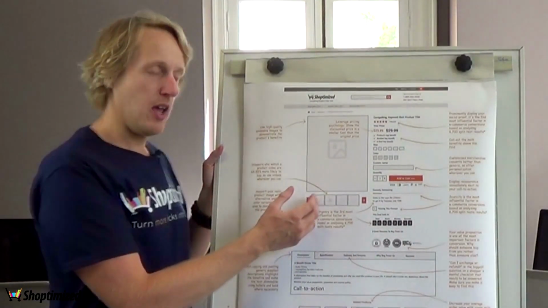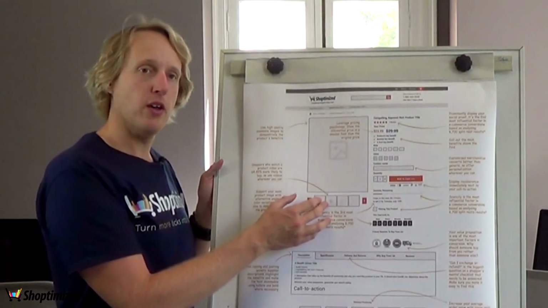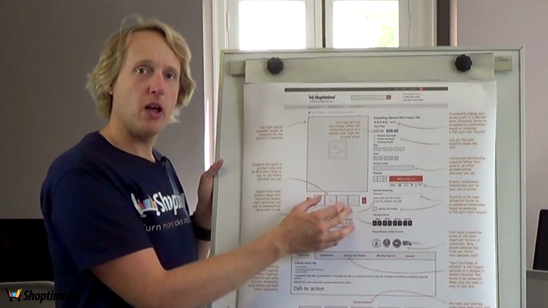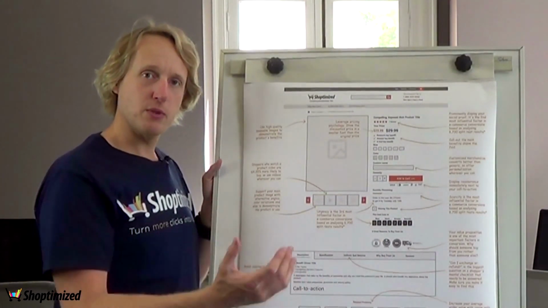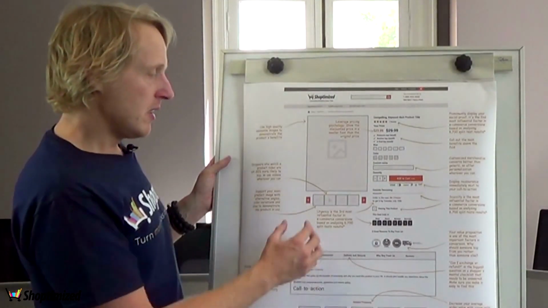Another little trick here is if you can use models or people that are using the product that are very similar in age and demographic to your typical customer, then again, they're going to be able to see themselves using and owning the product more easily, okay?